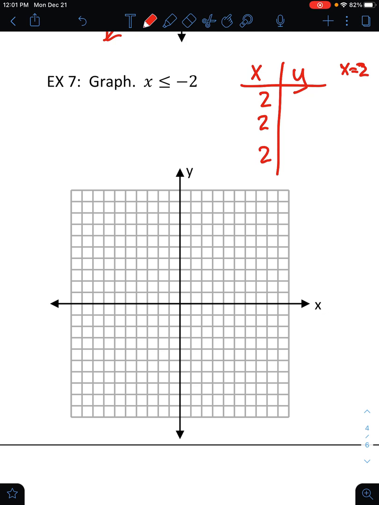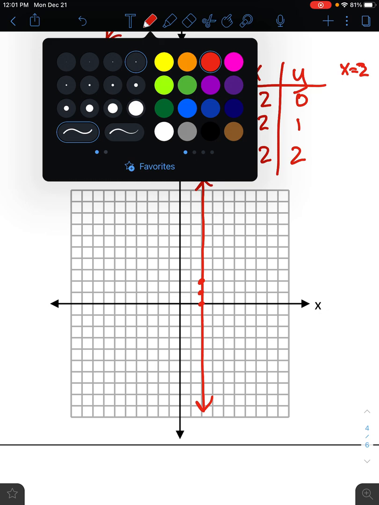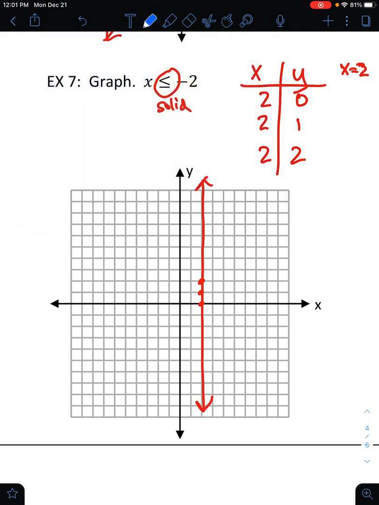All right, I'm making my table. The x's are 2. Doesn't matter what y is equal to. So 2, 0, 2, 1, 2, 2. So it makes a vertical line. It is solid. So I am making just kind of what looks like our typical line. And when you decide on your shading, it's vertical. So I can do one of two things.